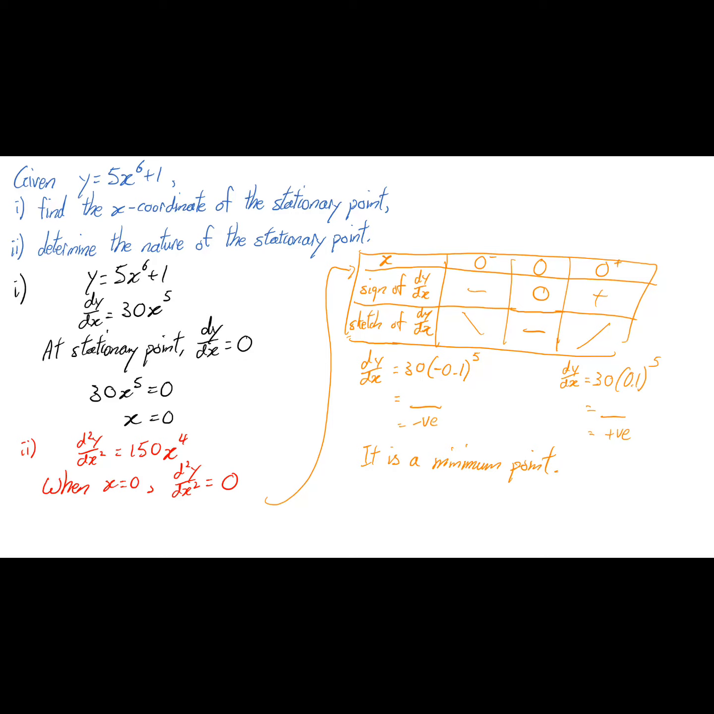So students, in conclusion, when the second derivative test is inconclusive, meaning our d2y/dx squared equals 0, it's not positive and it's not negative, we have to fall back to our first derivative test to determine the nature of the stationary point.